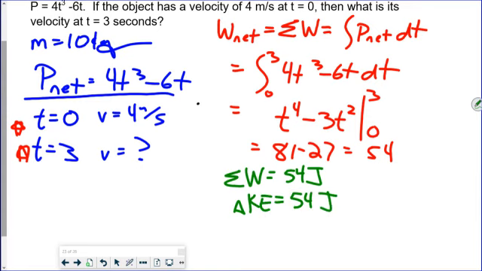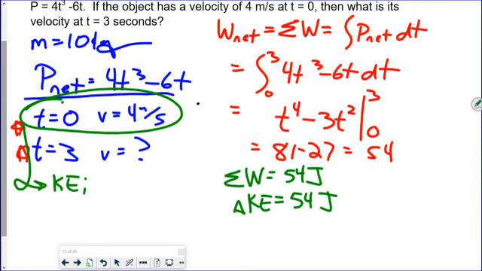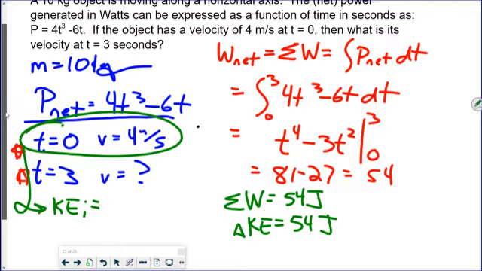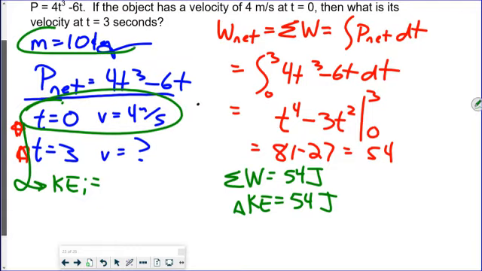Aha! So if I use this information, I can calculate my initial kinetic energy, 1/2 mv squared. Remember our mass, oh, it's right here. Our mass is 10 kilograms, right? So 1/2 of 10 is 5, times 4 squared, which is 16. So that's 80 joules of energy we began with.